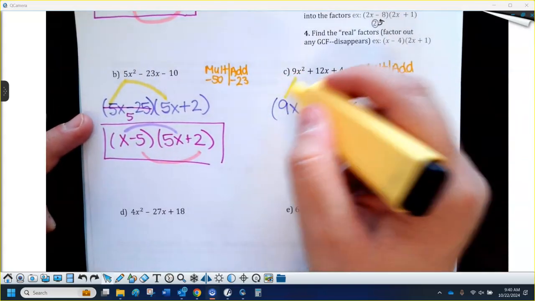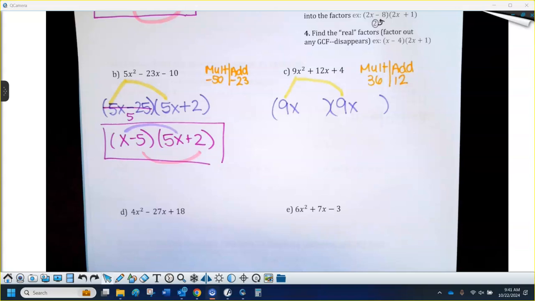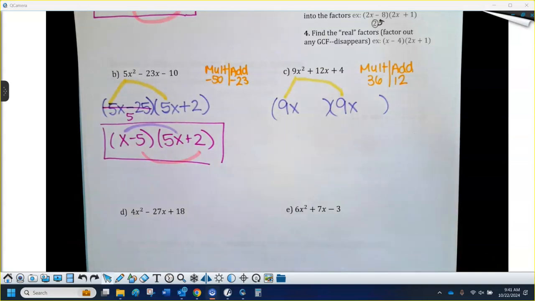So it's just that very first term. Just drop the squared at the beginning of each of your two factors. And we're going to fill it in with two numbers that multiply to get 36, the same two numbers that would add to get 12. Can we think of two numbers that fit both of those? Rudy, what do you think?